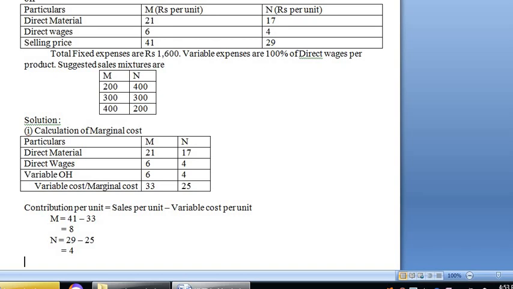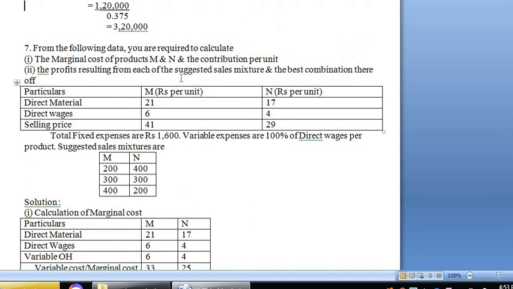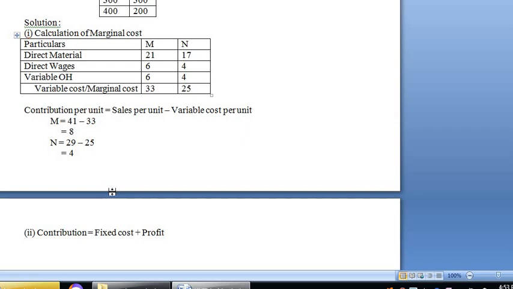Now next, what they have told: the profits resulting from each of the suggested sales mixtures and the best combination thereof. Now, profit resulting from each mixture we need to find. The suggested mixtures are already given, 200 and 400. For that they have asked us to find out profit, right? So now we know contribution, and we know fixed cost. Write down the formula: contribution is equal to fixed cost plus profit. You can simplify this formula: contribution minus fixed cost is equal to profit.